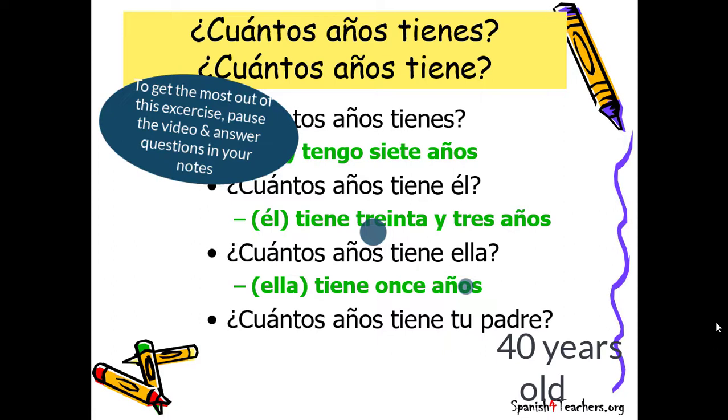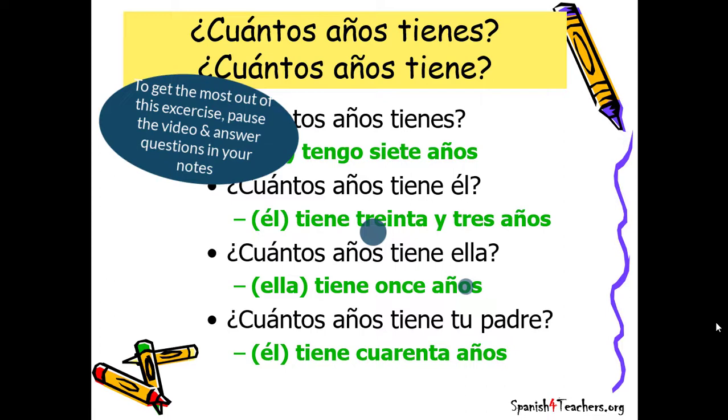So in that case, we're going to use the verb tiene. And remember, your father is 40 years old. So, ¿cuántos años tiene tu padre? Write out what you would say. What is your response? ¿Cuántos años tiene tu padre? Okay, if you wrote él tiene 40 años, you figured this out.